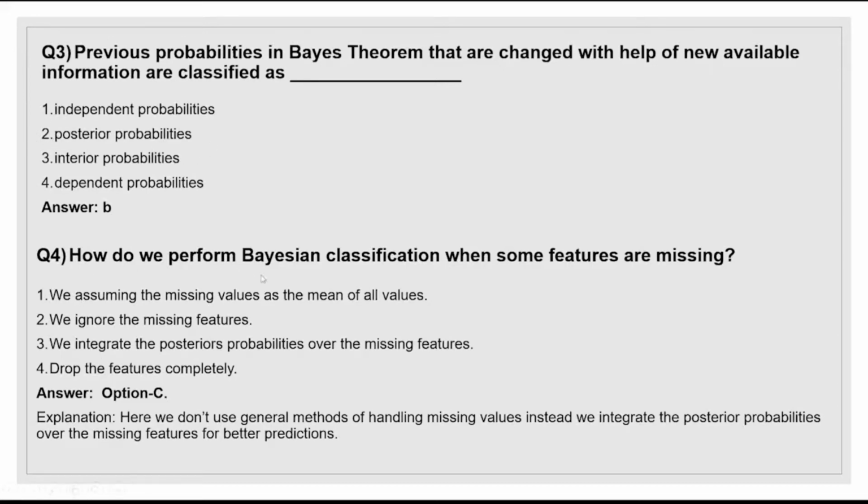Question 4. How do we perform Bayesian classification when some features are missing? Now, if we get a Bayesian model where we have some features missing, we have to handle that data set to be able to calculate our conclusions or insights. So, what do we do? Here, we don't use the general methods of handling the missing values. Instead, we integrate the posterior probabilities over the missing features for better predictions.